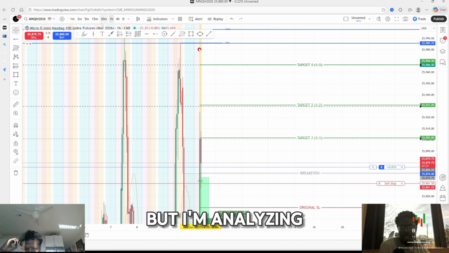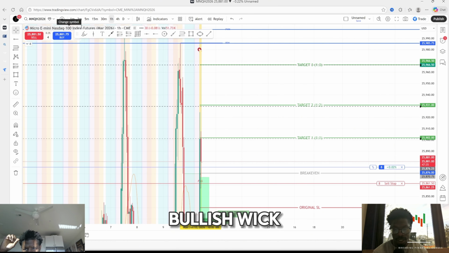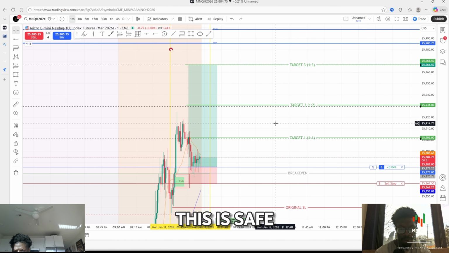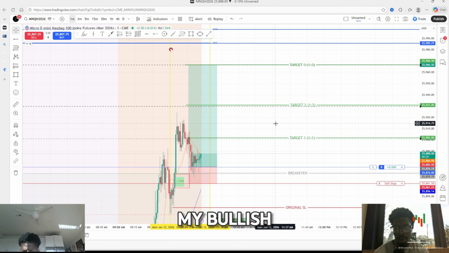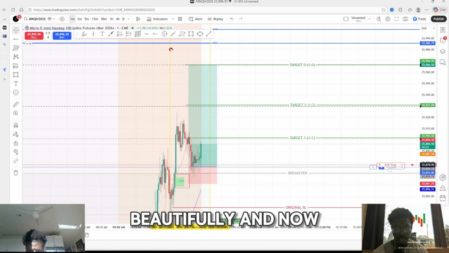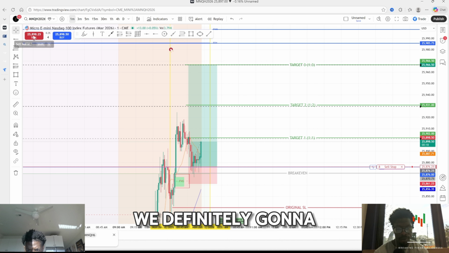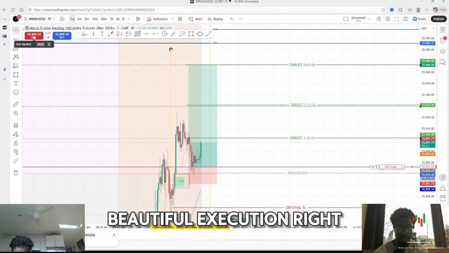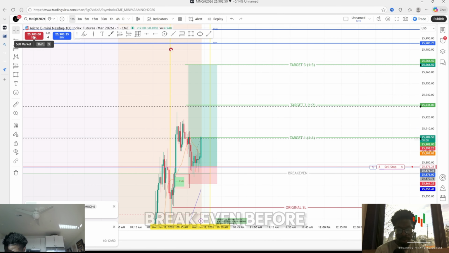But I'm analyzing. I'm seeing, okay, we're getting a bullish wick coming off of a bullish hourly fair value gap. This is safe. This is safe. I just really had to trust my bullish algorithmic signatures. So boom, we deliver out of that bullish fair value gap beautifully. And now I'm like, okay, we definitely gonna move our stops to break even. Beautiful execution right there. We moving to break even.